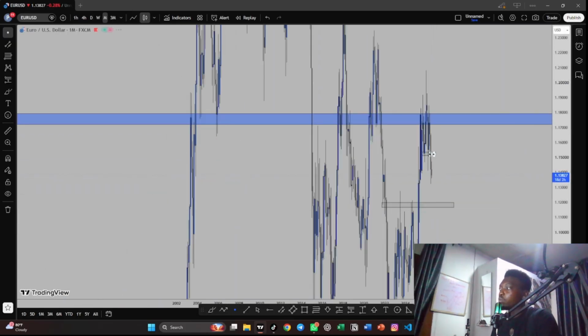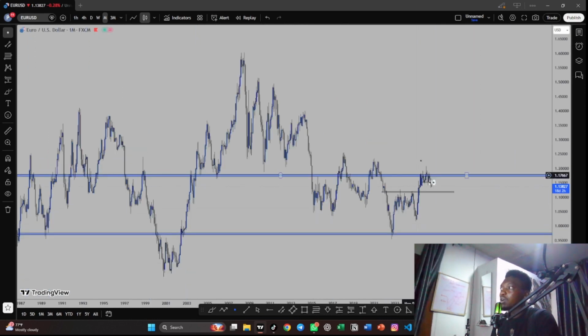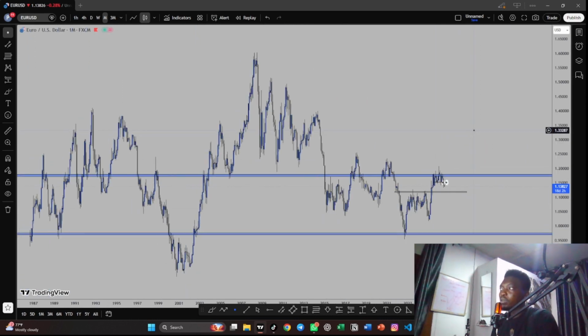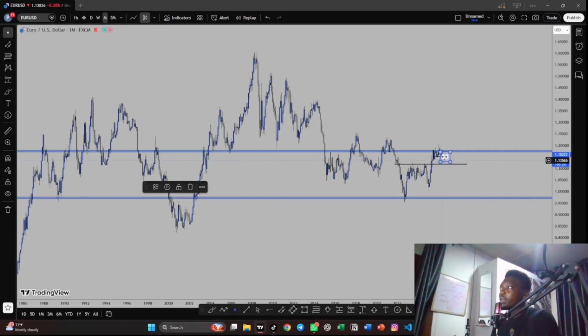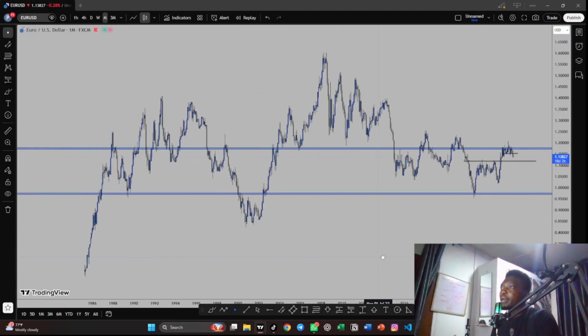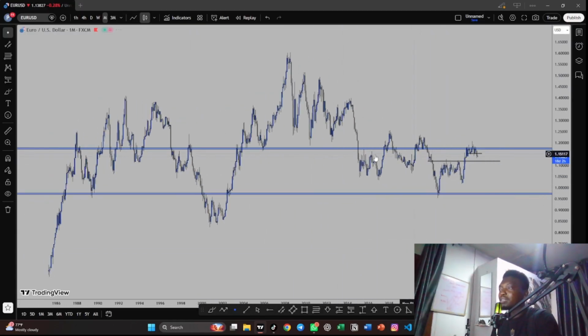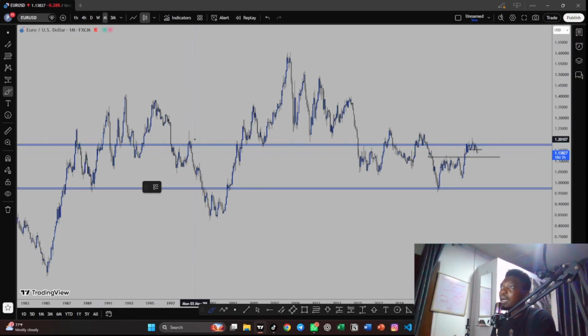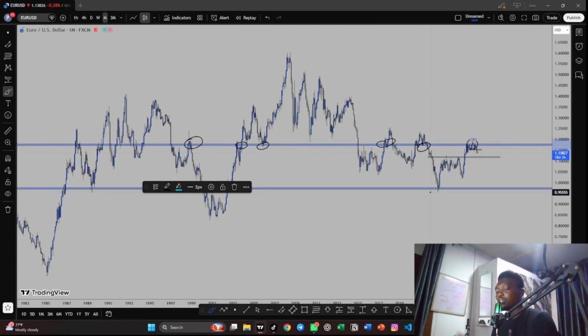If we look at the monthly charts, unlike that of GBP USD, this is currently, let me take this off, price is currently sitting at a resistance level. You can see this blue bar zone has multiple reactions previously. Price has reacted to it multiple times, and right now that is where we are having that rejection from, unlike what we have on GBP USD.